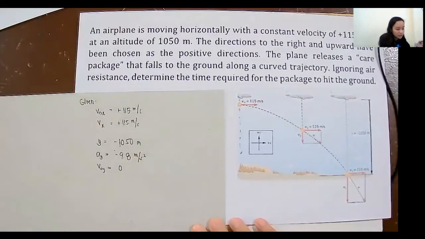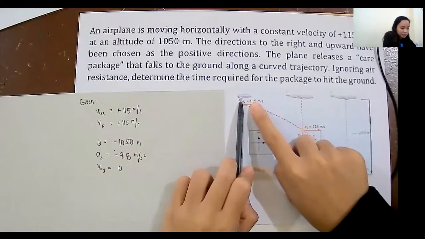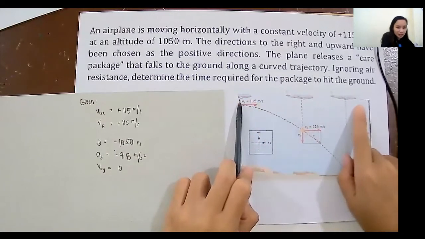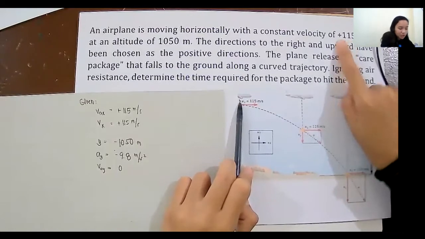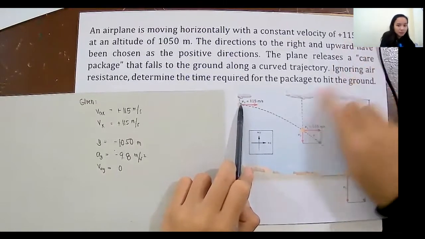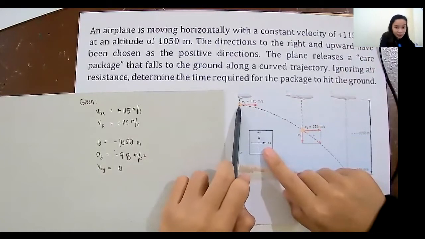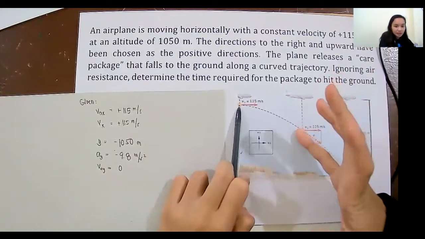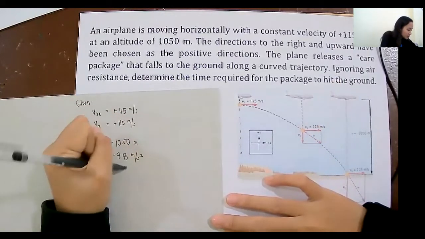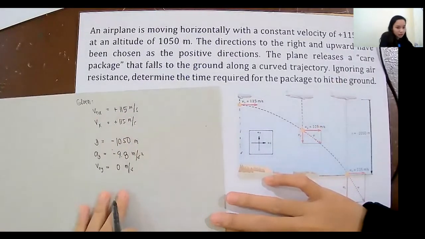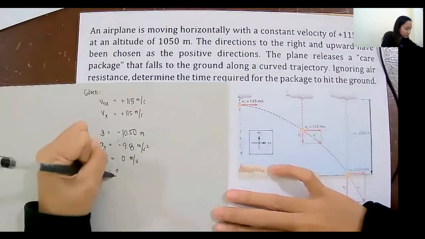Now, why zero? It's because yung movement ng plane natin is horizontal, given that we have a constant velocity that's positive 150 meter per second. So here, since horizontal yung movement ng plane, ibig sabihin, yung initial velocity natin with respect to y is zero. Okay, so we have now 0 meter per second. And then what we are looking for in the problem is the time.